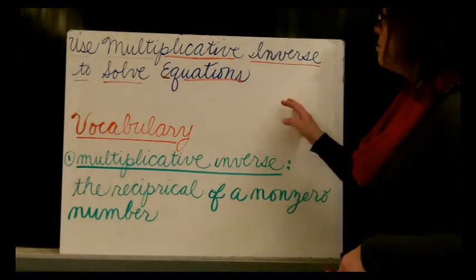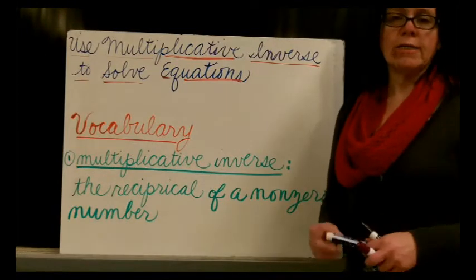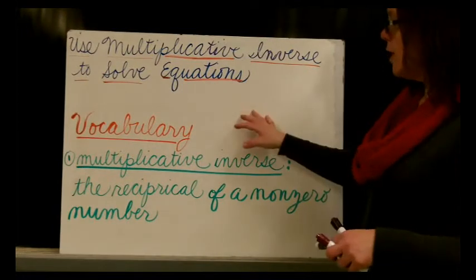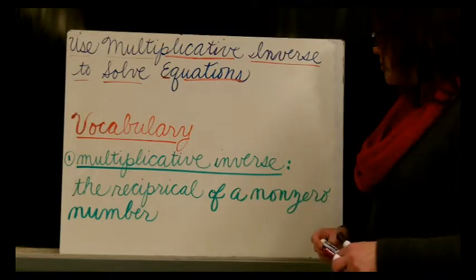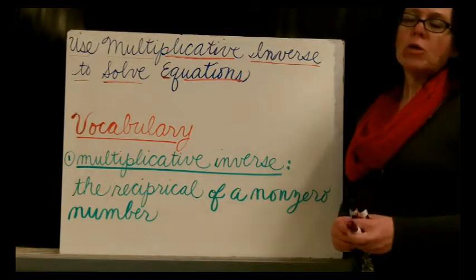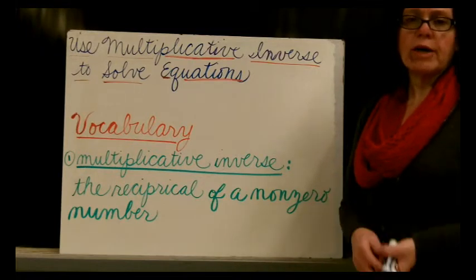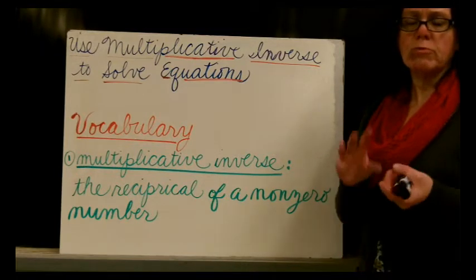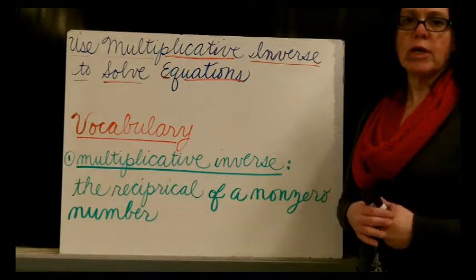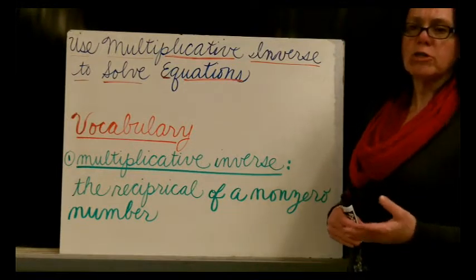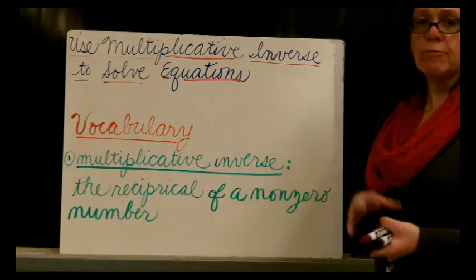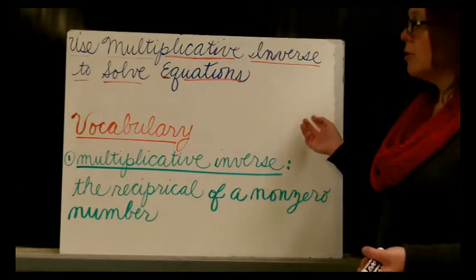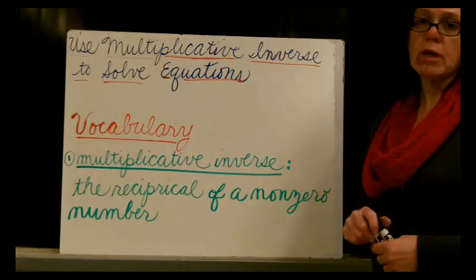The lesson is called Using the Multiplicative Inverse to Solve Equations. Now, we only have one vocabulary term. The multiplicative inverse is the reciprocal of a non-zero number. So what we did when we were dividing fractions, if you remember, is after we changed the operation from division to multiplication, we had to write the reciprocal of the second fraction. Well, that's basically what we're going to be doing now, but this time with equations.